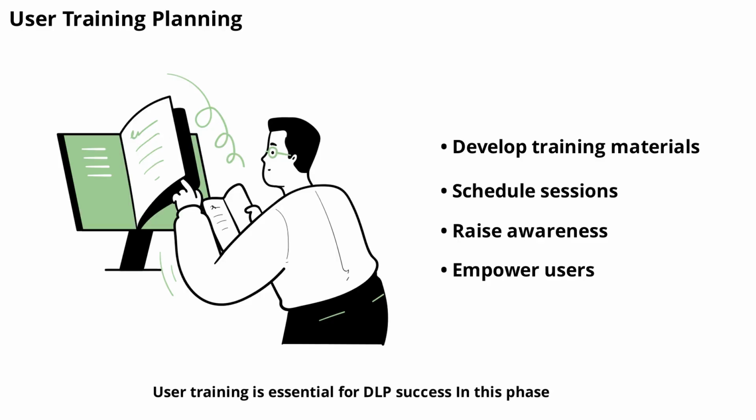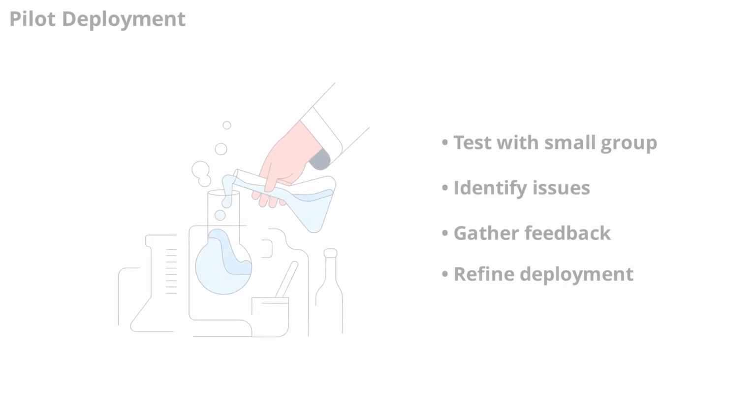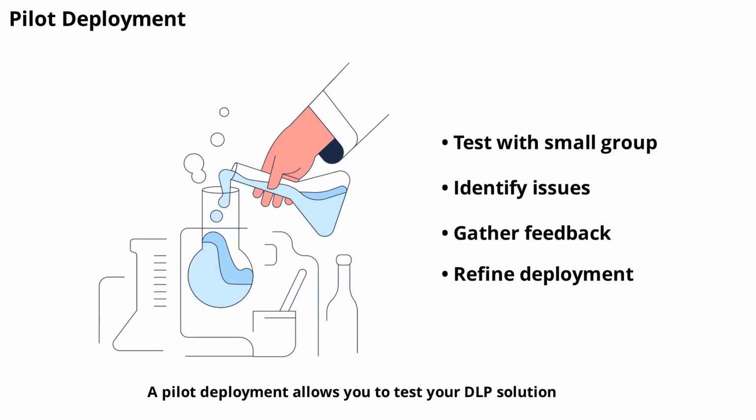User training is essential for DLP success. In this phase, which takes 1 to 2 weeks, you'll develop training materials and schedule sessions for staff. Training ensures users understand new policies, recognize security risks, and know how to respond to DLP alerts. Well-prepared users are your first line of defense against data loss. A pilot deployment allows you to test your DLP solution with a small group of users before a full rollout.